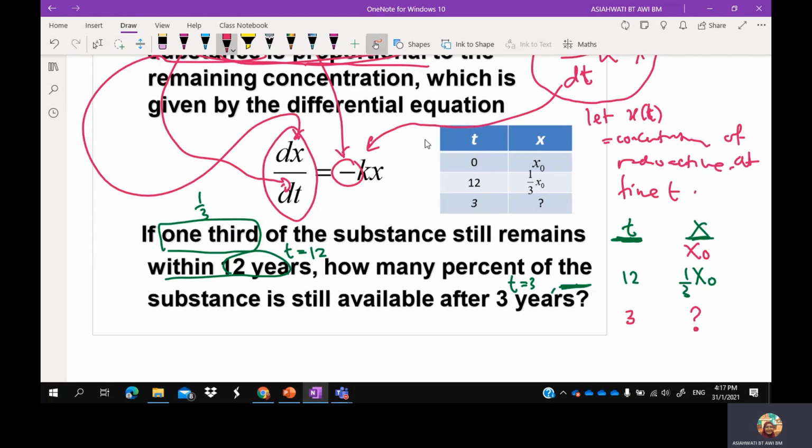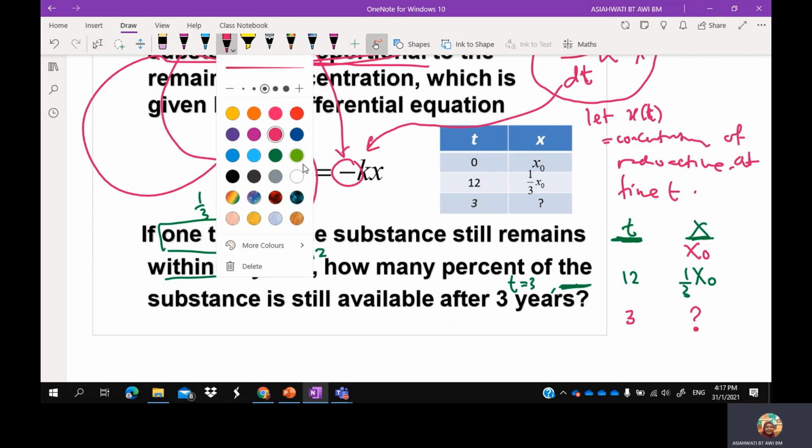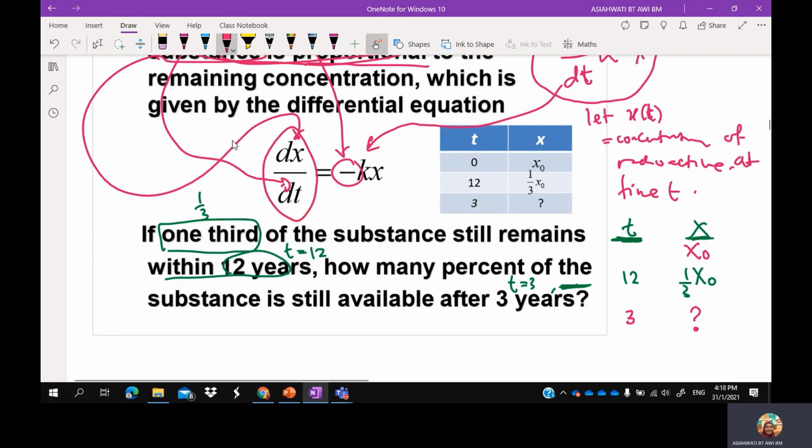We assume the beginning is when t is equal to 0. When t is equal to 0, x equals x naught. When t equals 12, x equals 1 over 3 x naught. And when t equals 3, we're going to find x. That is our aim.